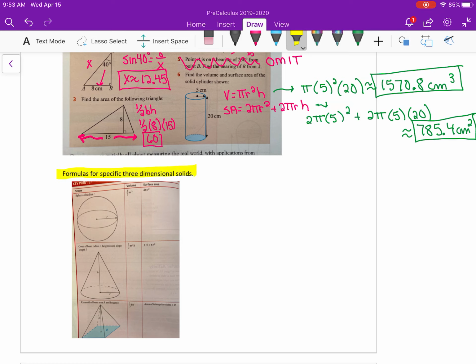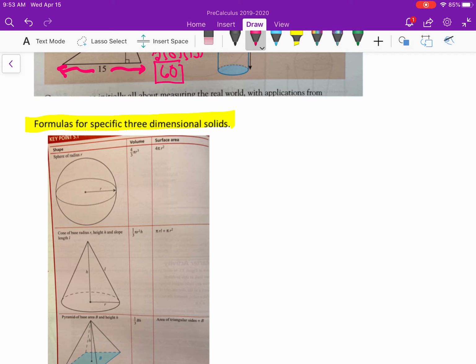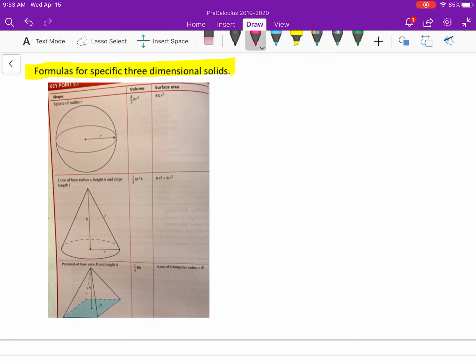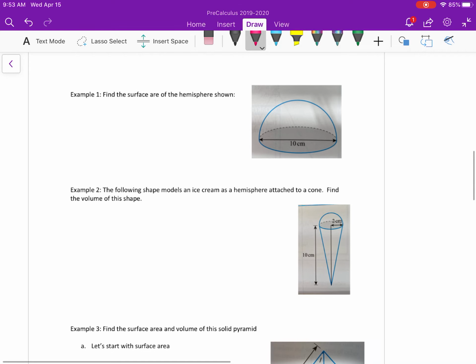Here are the formulas that we're going to work with today, specific 3-dimensional solids, and this is part of the curriculum. It could tie in law of sines, law of cosines, the geometry aspect to the IB curriculum, things like that. So we've got sphere, volume and surface area, cone, and then a pyramid. All shapes you've seen before. So now we're just going to literally apply these to some examples.